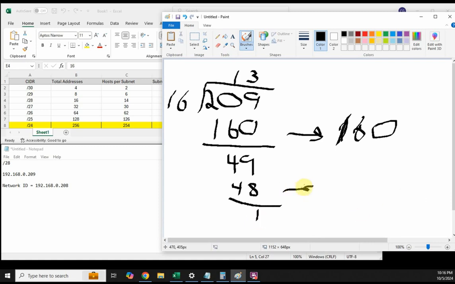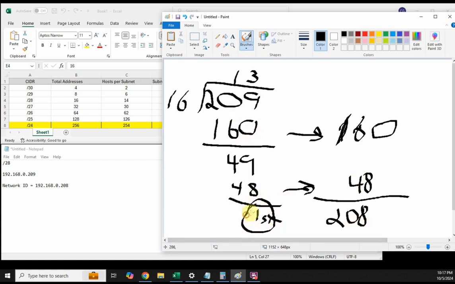Now we take this 48, we bring that over here, and you add these two together. Gives us 208, with 209 being the first IP on the 208 network. 13 times 16 gives us 208. 160 and 48 gives us 208. This remainder is where your IP is on that network.